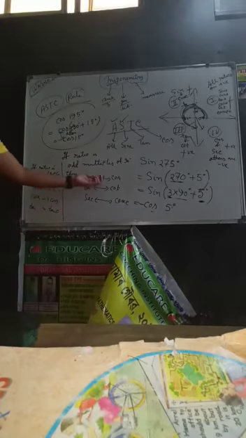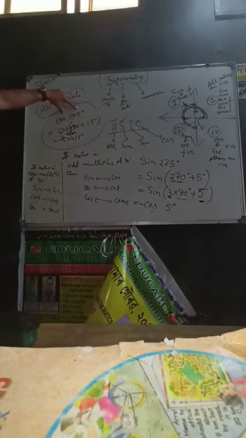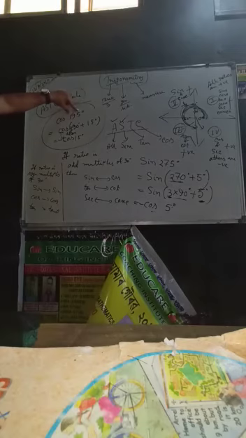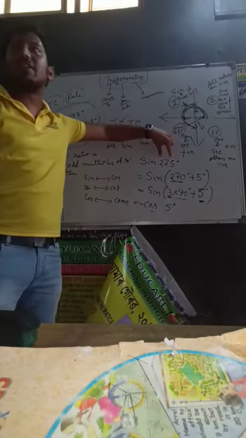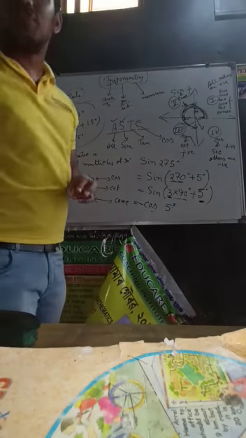So this is called the ASTC rule. And with the help of this rule, we can find out the ratios of any angles, even 195 degree, even 275 degree also. Clear? So this is all about a short view on trigonometry.